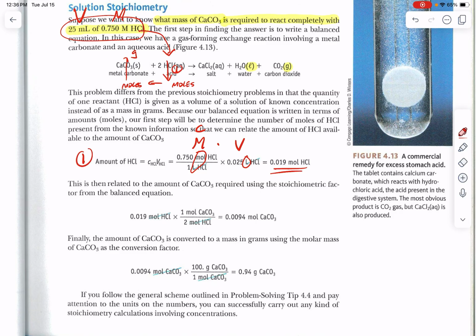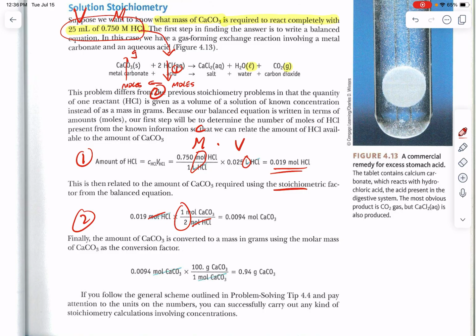Then I'm going to do the stoich part. The stoich part is right here, and you can see that I have a 2-to-1 ratio. And make sure you have the 2 in the denominator, not in the numerator. That's where setting up a dimensional analysis problem helps you to cancel out the moles of hydrochloric acid, leaving the moles of calcium carbonate.